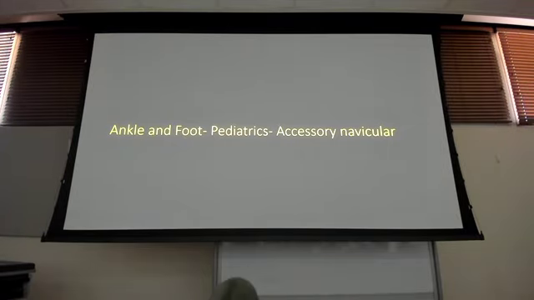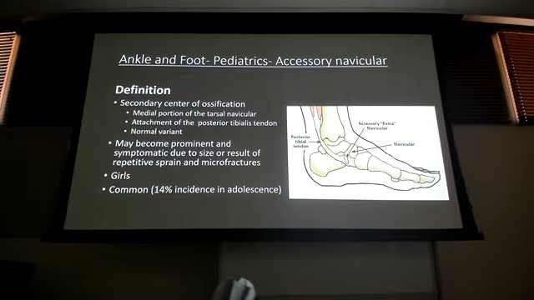All right, next one's going to be our accessory navicular. Pretty common, like 14% of the population can have this accessory navicular. It's basically a secondary center of ossification, almost like a sesamoid, but you're not supposed to have it there. It's attached to the posterior tibialis tendon, and it becomes symptomatic, especially when they start to have more activity.